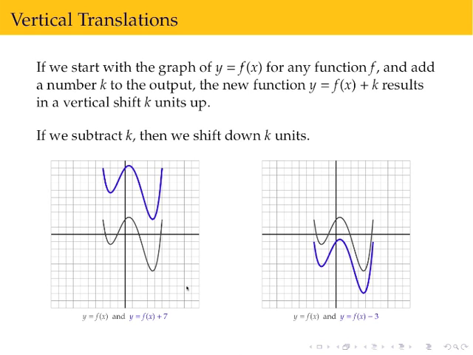So let's look at some examples here. We have the same mystery function. Here it is shifted 7 units up. You can see from the equation this is f of x plus 7. Down here we have f of x minus 3. Both times we have added and subtracted this number to the output. It's outside the parentheses. And so we get the vertical shift either up or down.